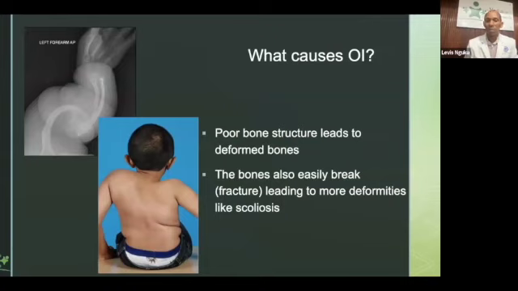Some of those deformities can be in the hands, can be in the legs. We tend to see the bow legs and the bowed hands, and also we tend to see it in the back, causing a bend in the back, what we call a scoliosis.